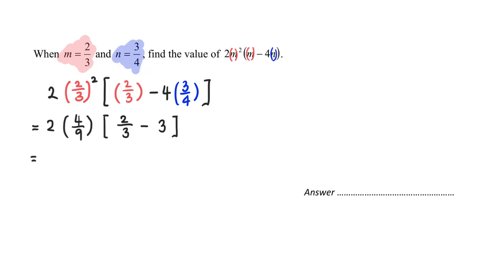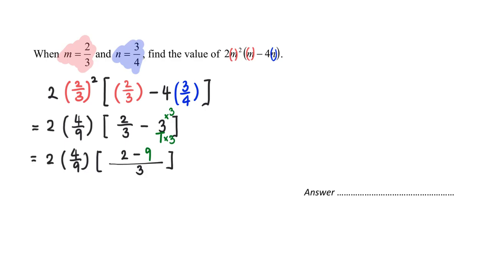Let's continue. We do the bracket inside first. So this is 2 times 4 over 9. We continue to simplify this, 2 over 3. Do take note, this is how we simplify a fraction. We make sure that the denominator is the same, so that the whole thing will be over 3. 2 minus 3 times 3 is 9.